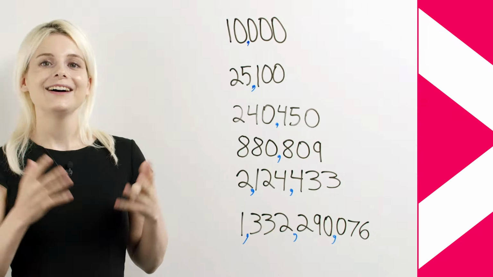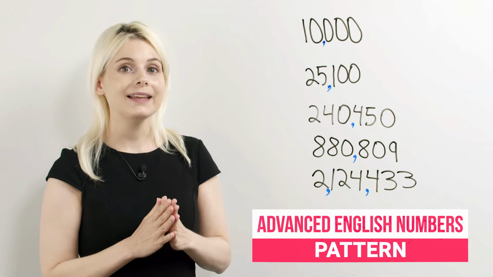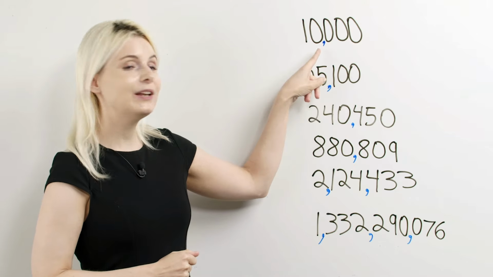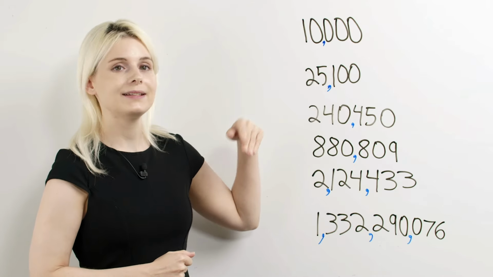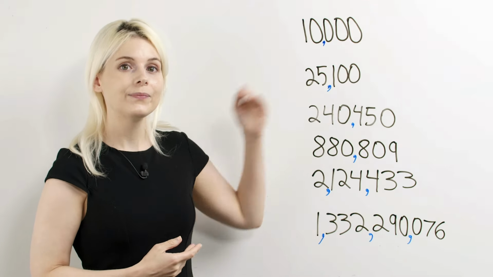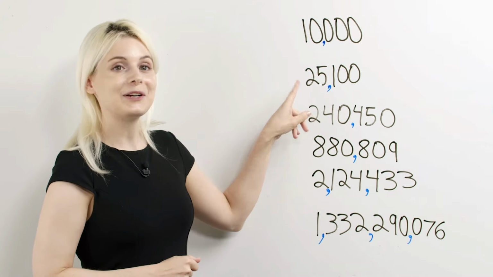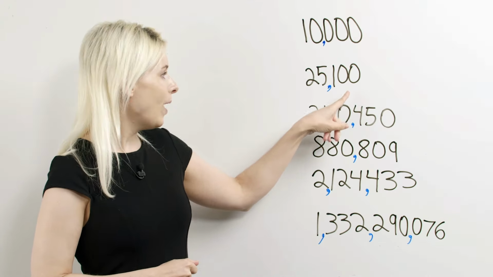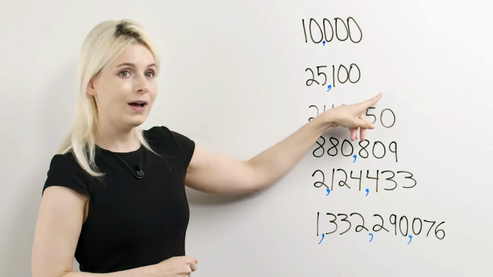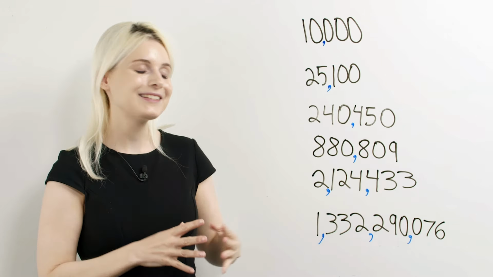Good work. All right, let's have a look at these numbers and practice using the commas and seeing the pattern. So this number is 10,000. We know that 1 comma means 1,000. Next in the pattern would be 10,001, then 10,002, and so on. This number, 25,100. Next in the pattern, 25,101, 25,102, and so on. It keeps going.